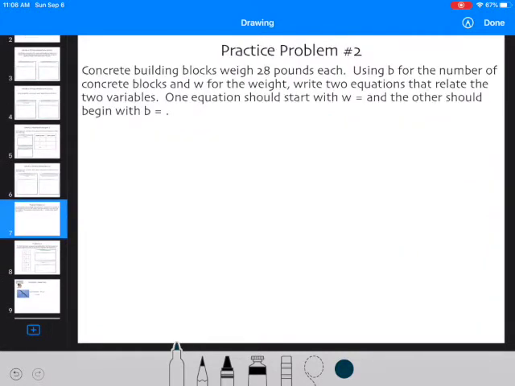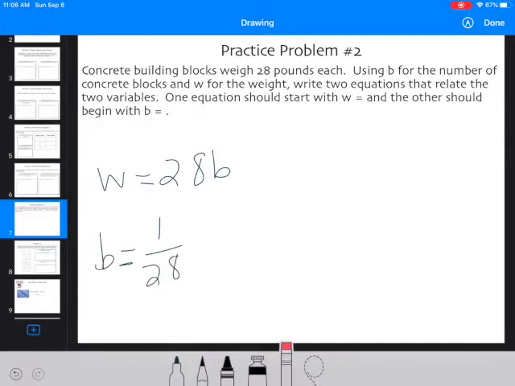So concrete building blocks weigh 28 pounds each. Use B for the number of concrete blocks and W for the weight. Write two equations that relate the two variables. So I know that they want to know the total weight, right? So the total weight is 28 times the number of blocks. So every block that I add on, it's going to be multiplied by 28. So to work in the opposite direction, I would go B equals 1 divided by 28 times W. So the weight divided by 28 is going to give me the number of blocks.